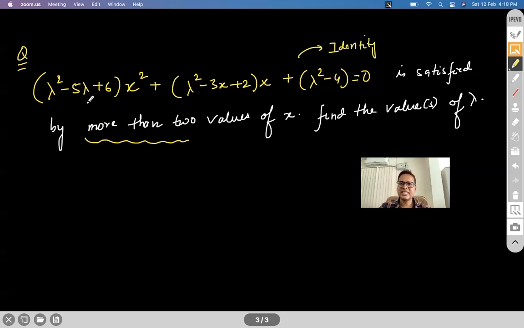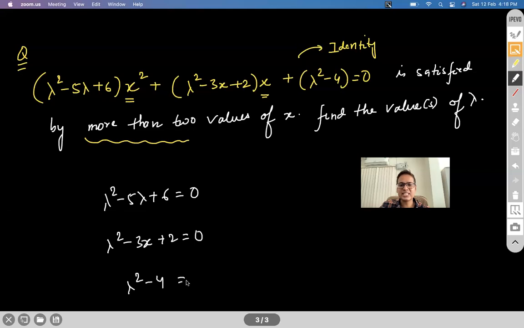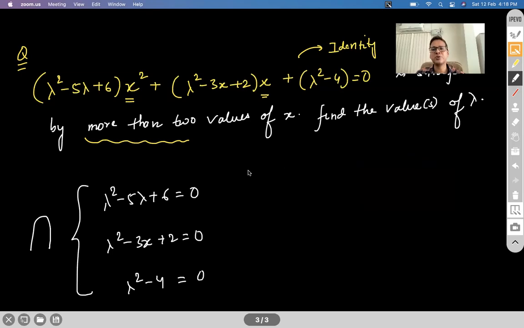And if it is an identity, no matter whatever x you put, it should always give you a zero on the right side. This can only happen when the coefficients become zero together. That means the coefficients of x square, x, and the constant are simultaneously zero. So we have to take the intersection of the values of lambda which we get by solving these three. That value will make this an identity, immune to any value of x you put. It's just going to give you zero every time.